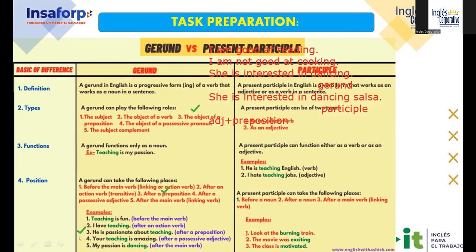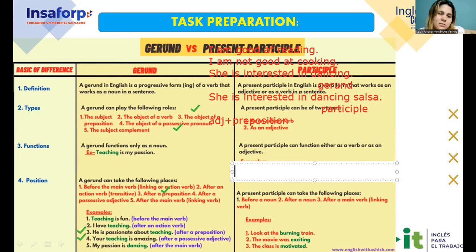Okay, number four. Your teaching is amazing. After a possessive adjective. Number four, the object of a possessive pronoun. So your teaching is amazing. Tu enseñanza es como. So what's the meaning of amazing? Increíble. Asombrosa, asombrosa.